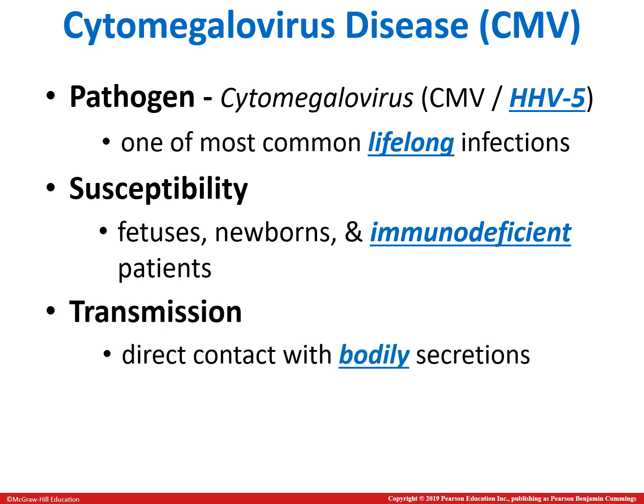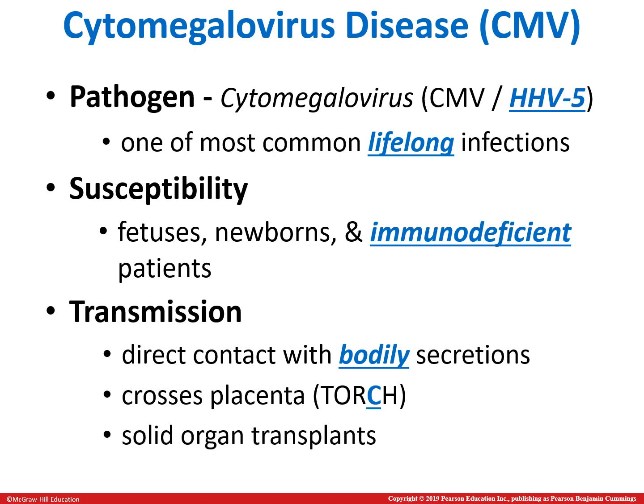This is transmitted through bodily secretions, so sometimes it's considered an STI, or sexually transmitted infection. This is the C in TORCH, which means it can cross from mother to the developing fetus. And in some cases, it has been documented to be passed through solid organ transplants.